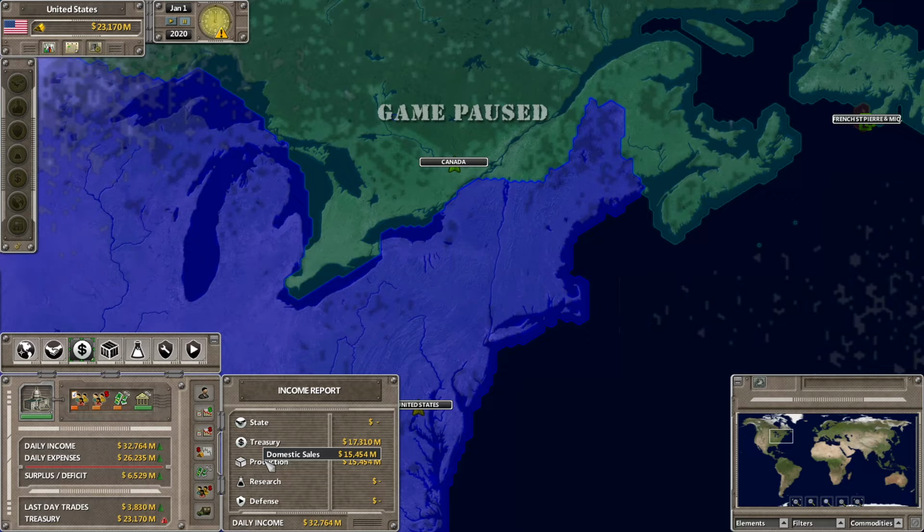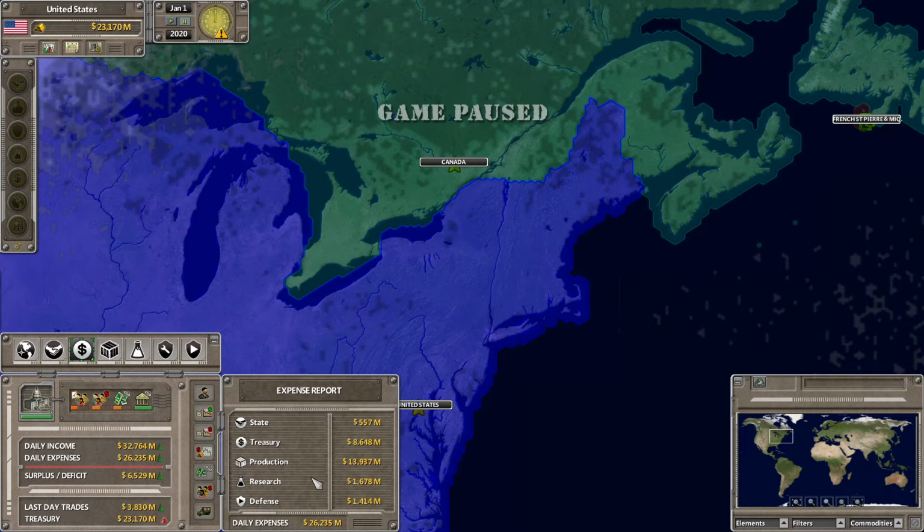Domestic sales. This is really easy. So whenever you sell something to your population, as I showed you in the resource tab, and that's why I took care of that first, this is where it shows. Although I want you to understand very clearly, this is not your profits from selling goods. This is the flat amount of money that you were given for the goods. This does not subtract or include in any way the cost of the goods.